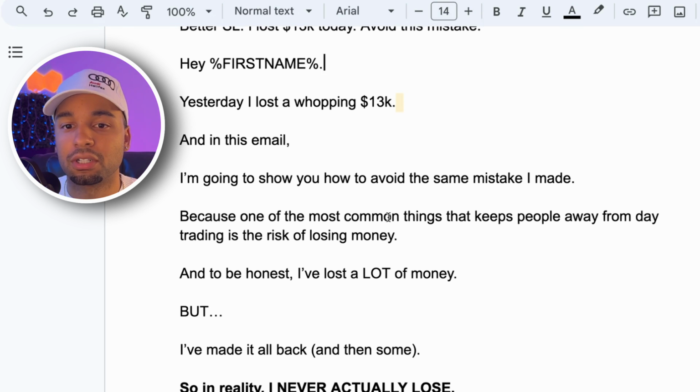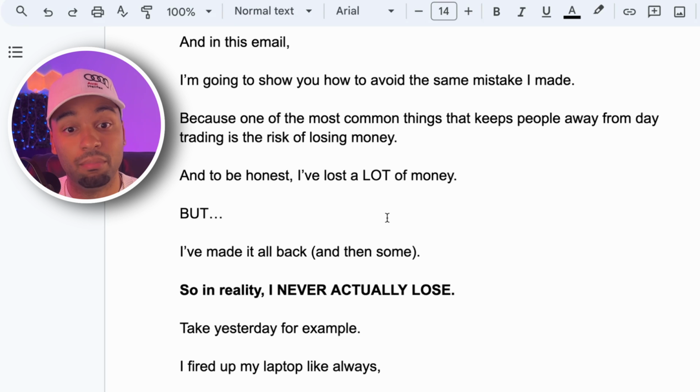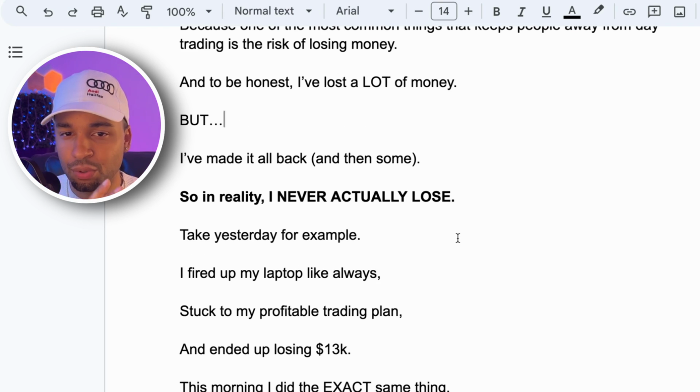Because one of the most common things that keeps people away from day trading is the risk of losing money. And to be honest, I've lost a lot of money, but I've made it all back and then some. So in reality, I never actually lose.